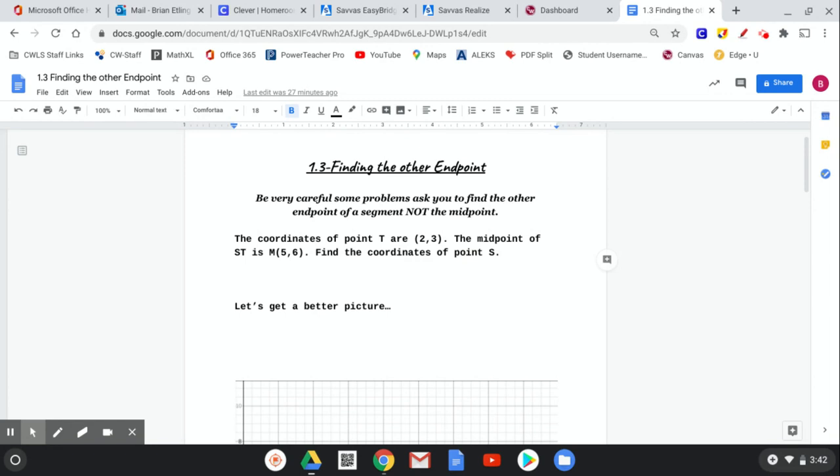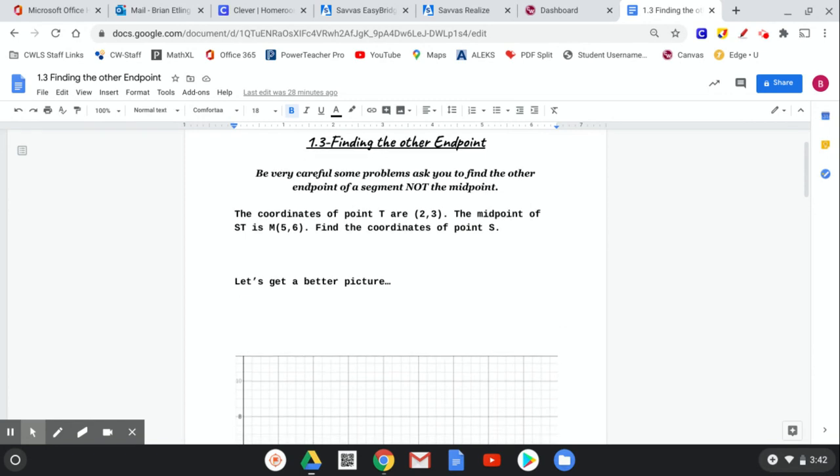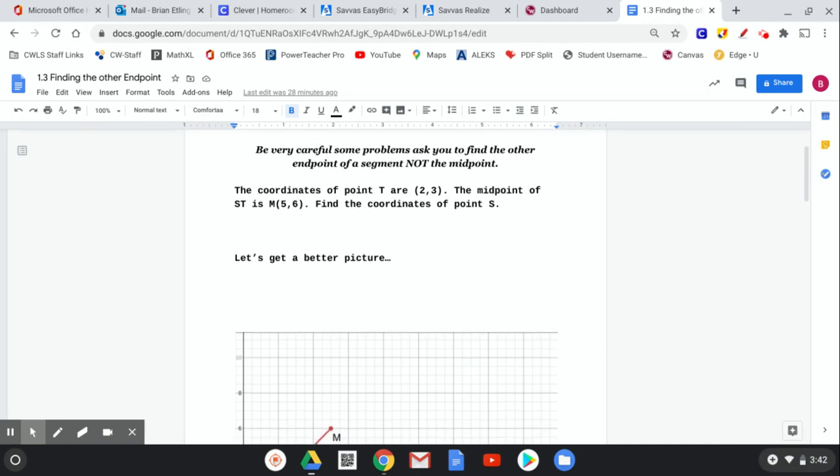All right, so this is another part of 1.3, we're finding the other endpoint, and it's going to make sense here in a second. So you're going to see these problems on your homework, and they're going to be worded something similar to this. Okay, they're going to say the coordinates of point T are 2, 3. The midpoint of ST is M at 5, 6. All right. Find the coordinates of S.